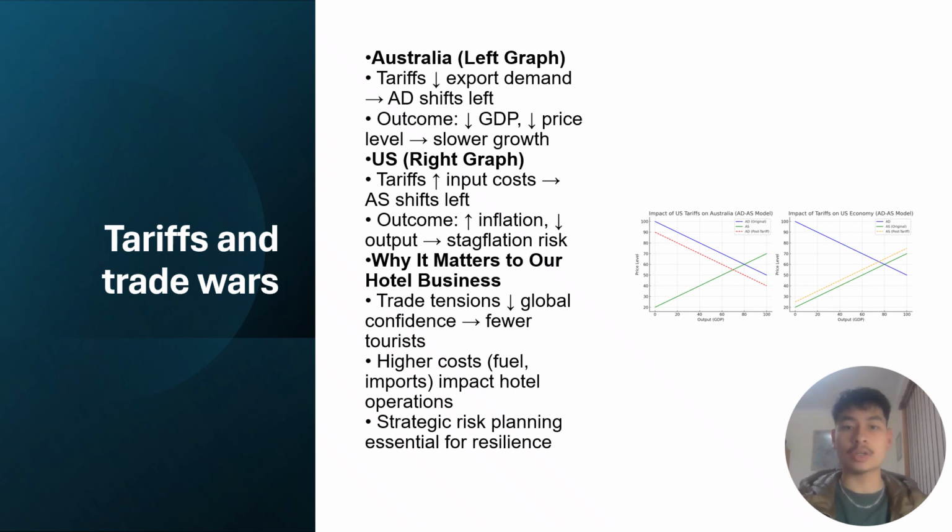For our industry, the consequences are direct. Trade tensions depress global consumer confidence, meaning fewer international tourists are inclined to travel. Additionally, higher import costs, particularly for fuel, food, and technology, strain our operational expenses. So we must integrate these macro risks into our planning. That means diversifying our supply chains, reassessing vendor relationships, and even exploring cost mitigation strategies like bulk procurement or local sourcing.